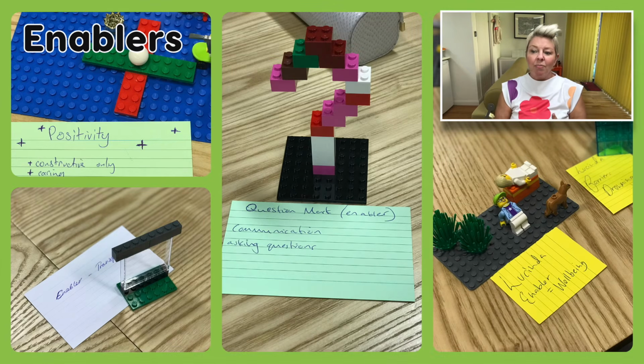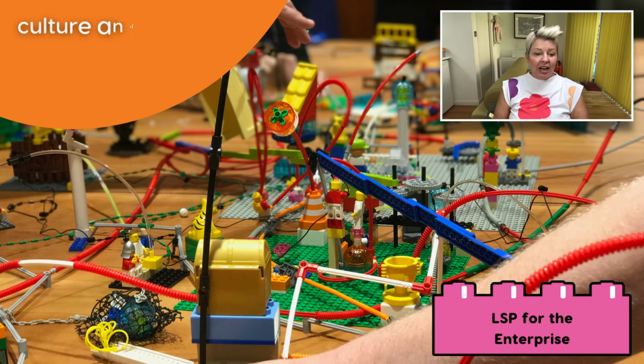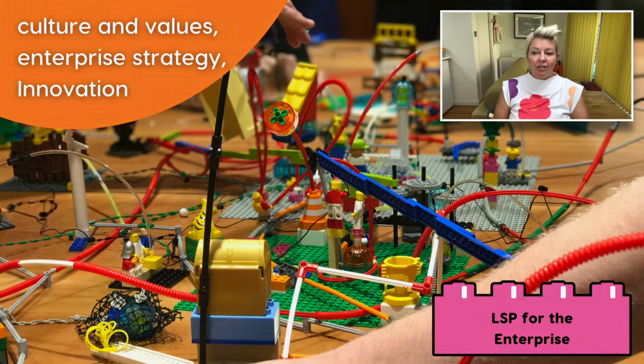So how can we overcome those challenges? How can we get to our destination? And here you can see we've got models representing positivity, transparency, communication, well-being. So we've talked about LSP for the individual, LSP for the team. We also have LSP for the enterprise, and this is really looking at organizational culture and values, enterprise strategy and innovation.